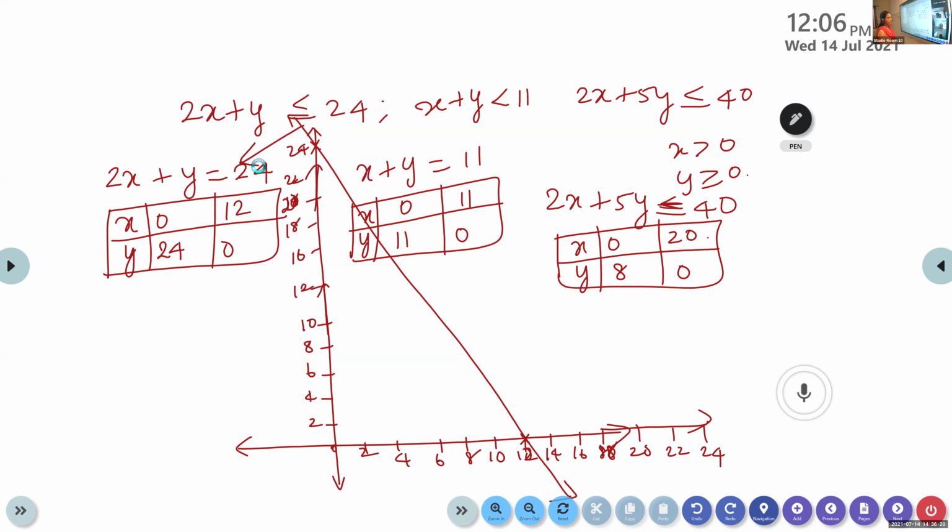Now take the second one. x plus y is less than 11. When x is 0, y is 11. When y is 0, x is 11. So this is the next line. Okay?